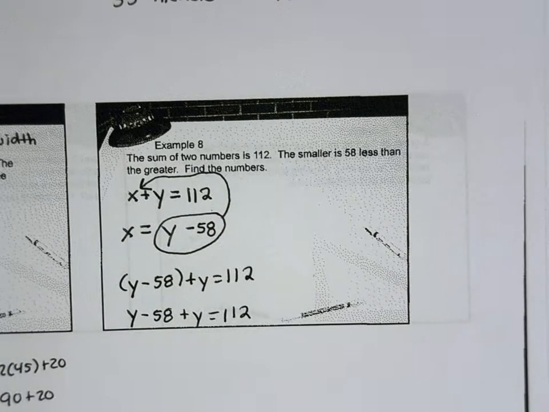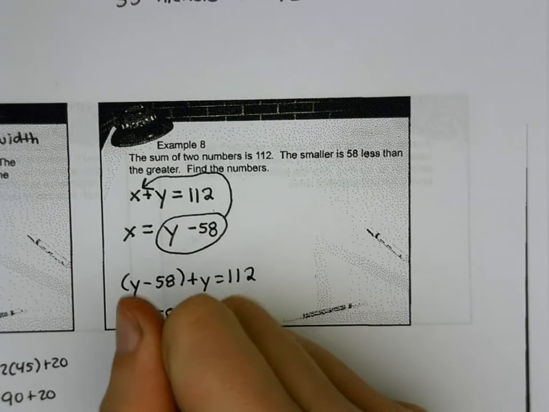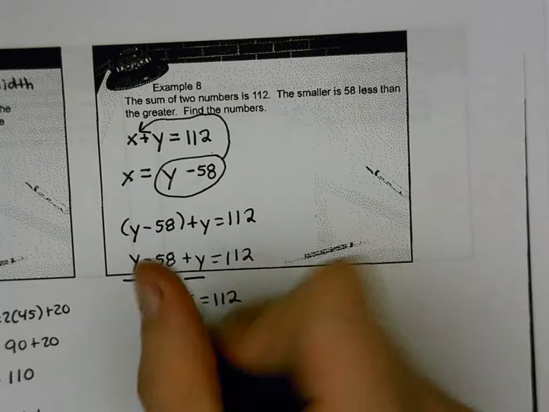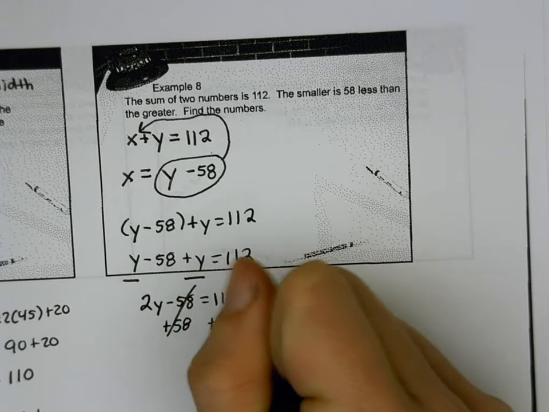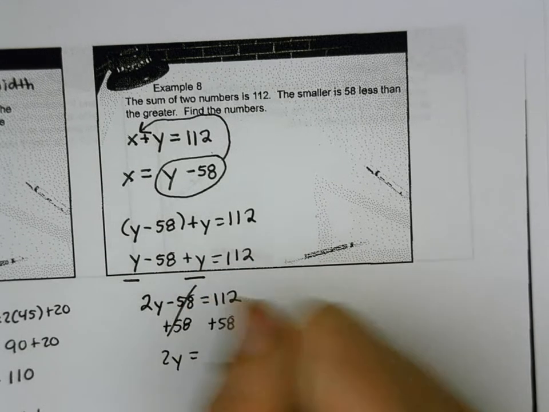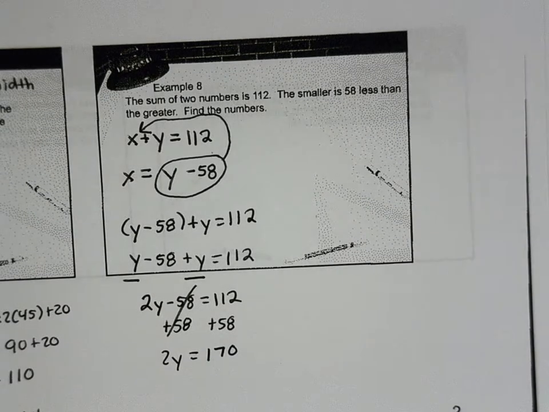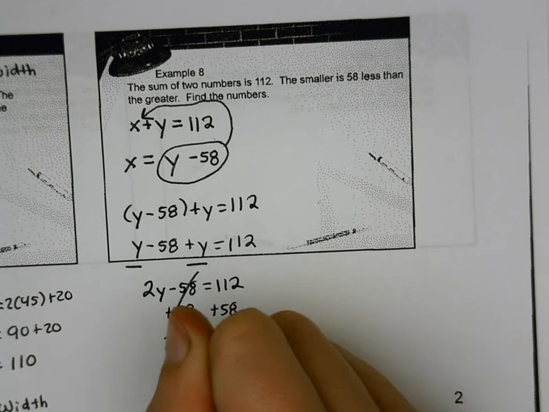Then we'll combine like terms. Y and y make 2y. And we're going to add that 58 over to the other side. We get 2y equals 170. And then divide by the 2, and you get y equals 85.